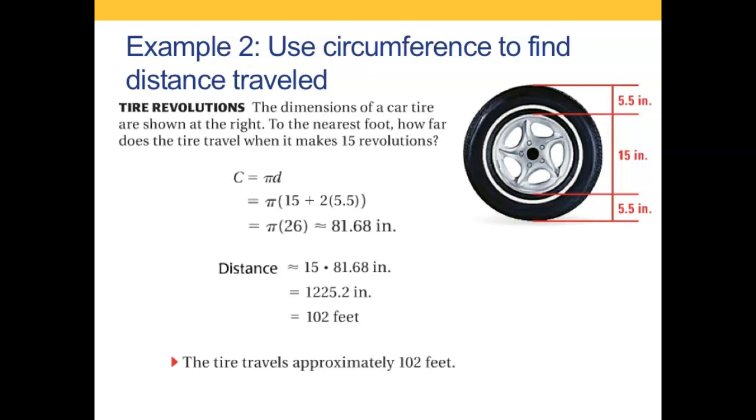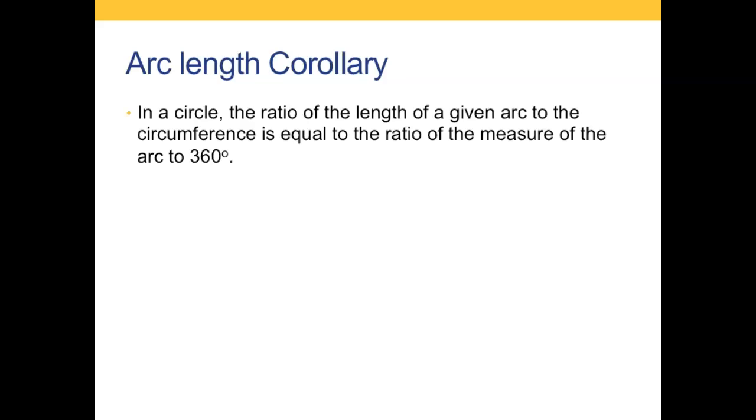Now that we've talked about circumference, we're going to move into talking about arcs. There's a corollary called the arc length corollary. In a circle, the ratio of the length of a given arc to the circumference is equal to the ratio of the measure of the arc to 360 degrees. This is actually telling us a proportion: one ratio is equal to another ratio. So this says the ratio of the given arc to the circumference, the arc over the circumference, is equal to the measure of the arc over 360 degrees.